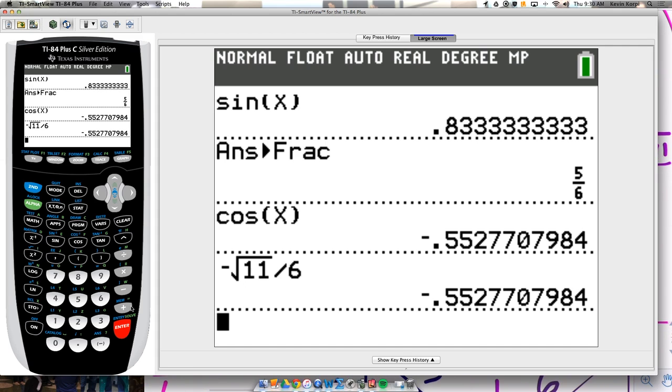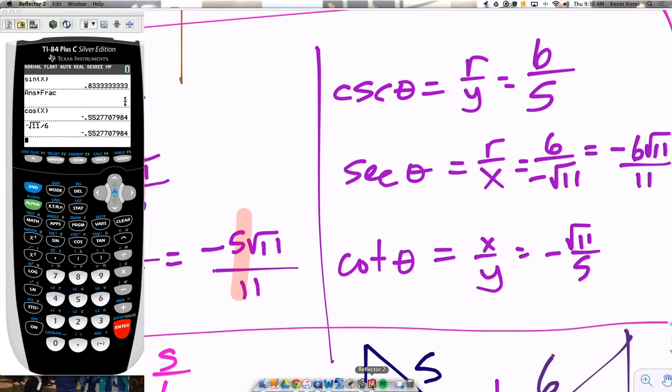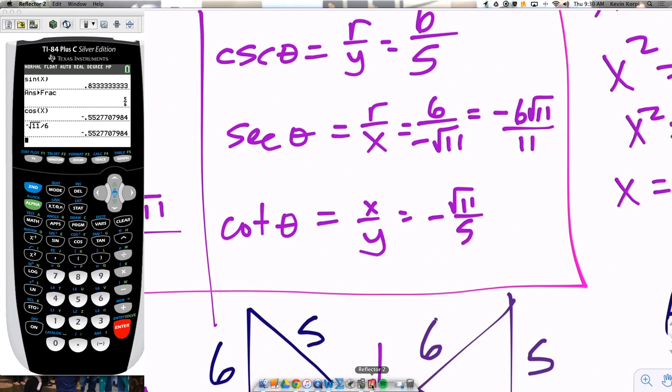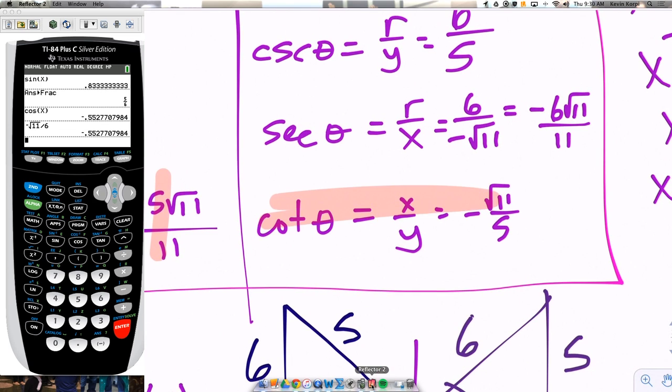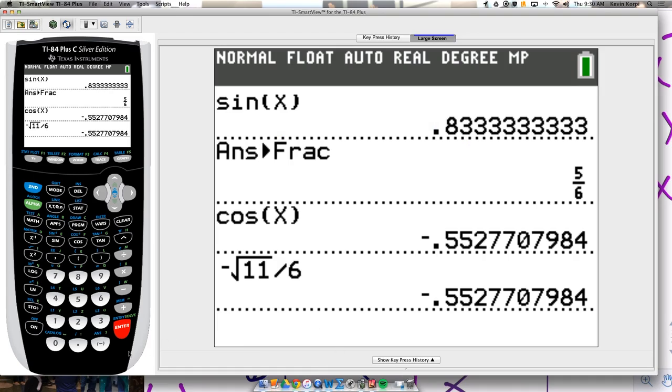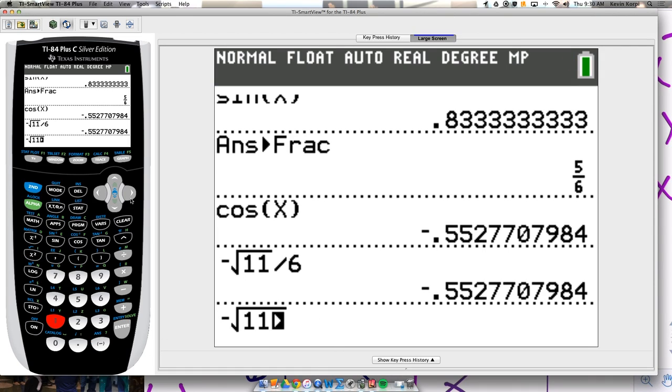Let's verify one of the new guys. All right? Let's verify the cotangent. I stored my angle as X. I want my calculator to take the cotangent of the angle that I have stored, and I want to see if I get negative square root of 11/5. Let's do the easy one first. Let's see what negative square root of 11 divided by 5 is first.